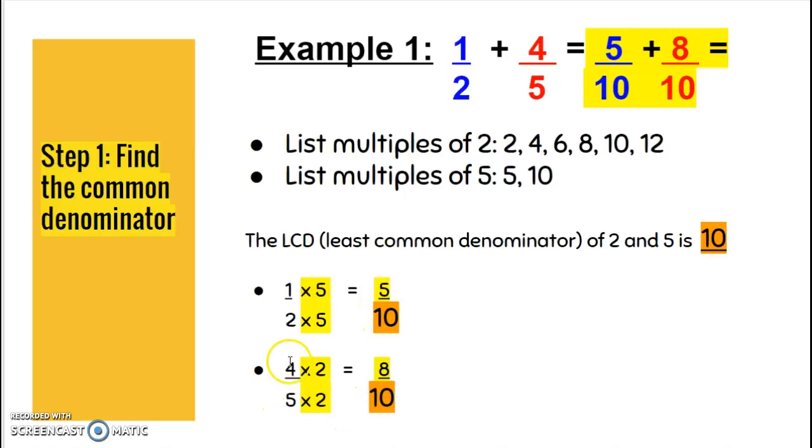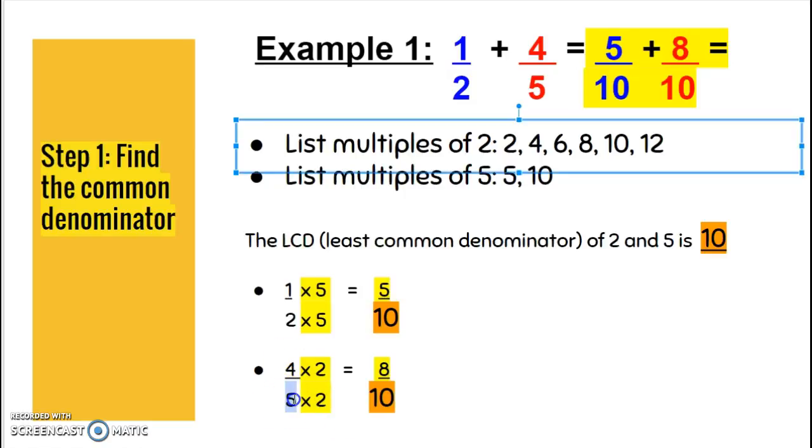Similarly, I look at 4/5 and I think about 5 times what number gives me 10, and it's 5 times 2 equals 10. So what do I do to the denominator? I do to the numerator. 4 times 2 equals 8. So 4/5 is equivalent to 8/10.